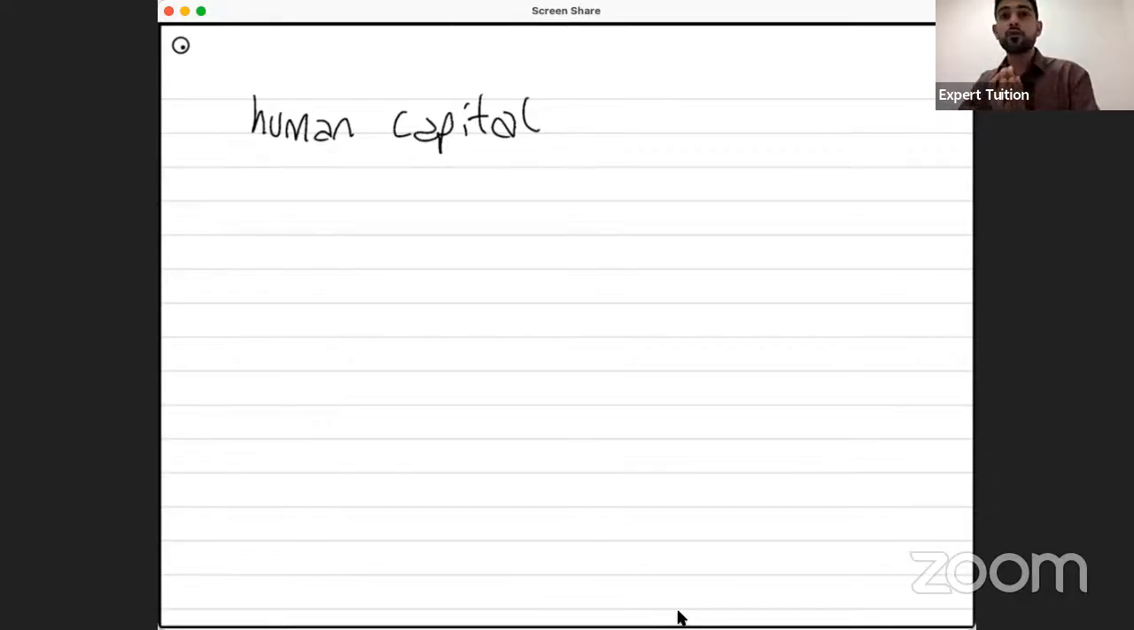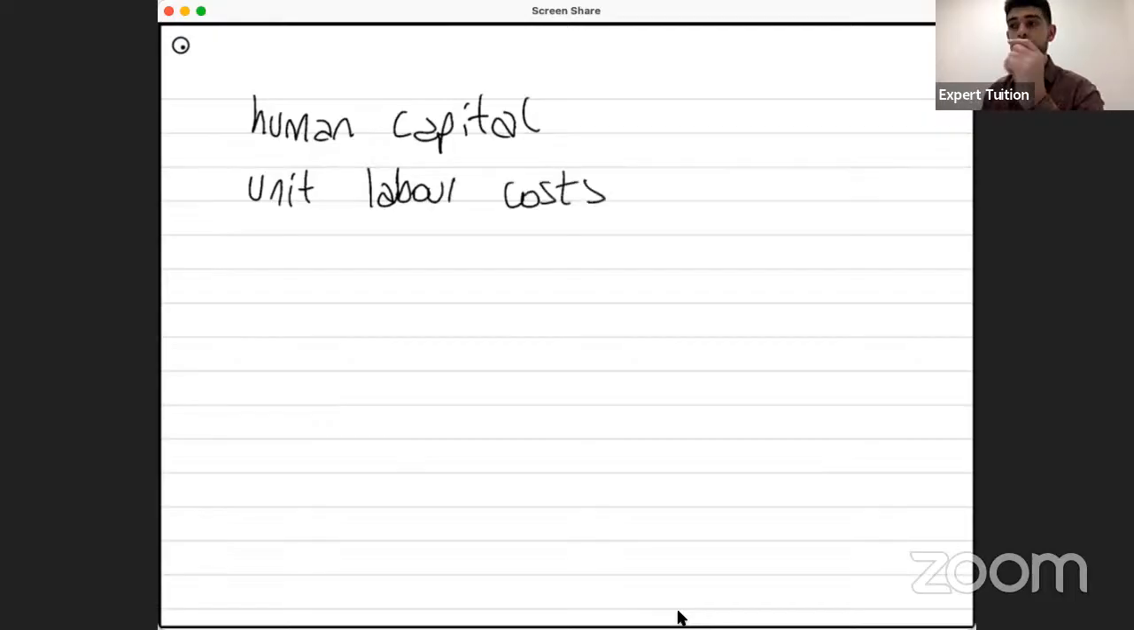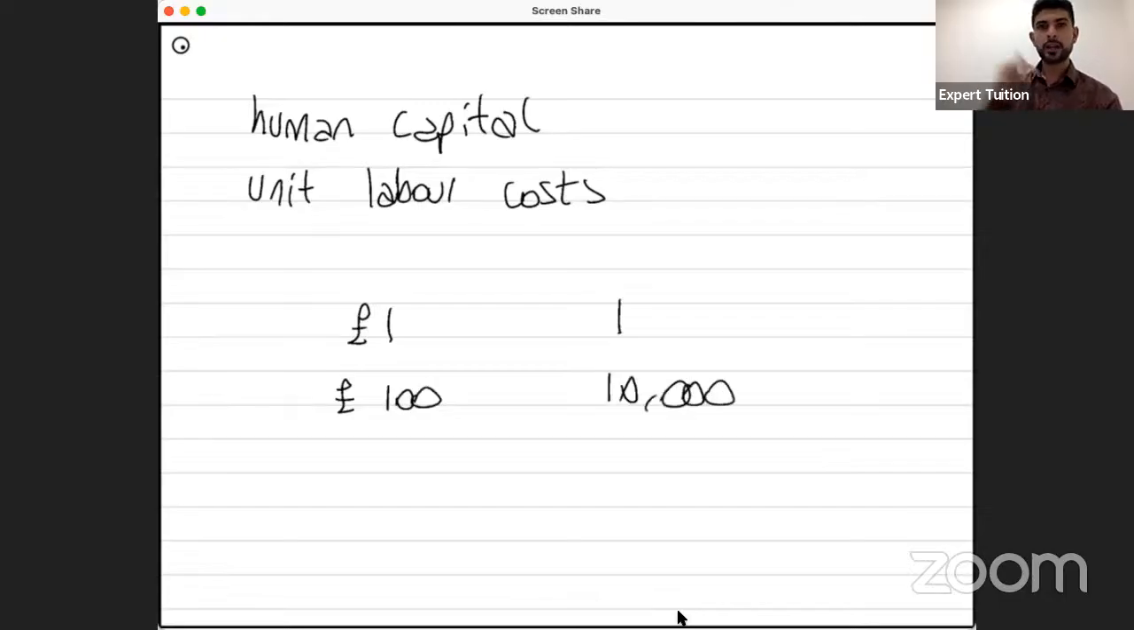The other thing that we can talk about, which is really useful, is unit labor costs. What are unit labor costs? Unit labor cost is the cost of each worker relative to the output that worker produces. Let me make sense of this with a made-up example. Imagine I have a worker that I pay £1 and they produce 1 unit. I then get another worker who I pay £100 and that worker produces 10,000 units. Who has a lower unit labor cost, number 1 or number 2? The answer is number 2. Because although number 2 is getting a higher wage, they're producing so much output that the cost per unit is lower.